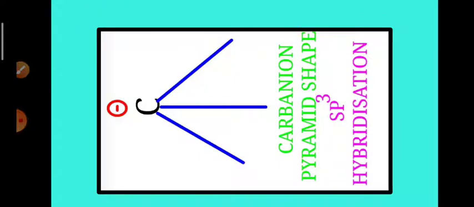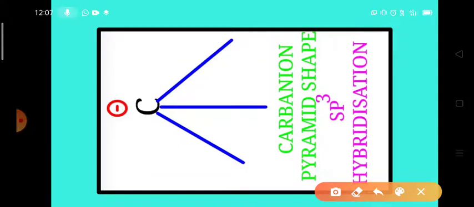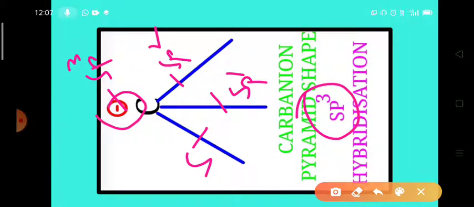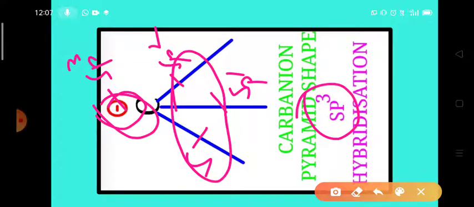Okay. In alkyl carbanions, the hybridization of the carbon which bears the negative charge is s, sp, sp2 or sp3. That means this carbon which bears the negative charge has sp3 hybridization and it also has 1 lone pair. So it has 3 bond pairs and 1 lone pair. So that's why it has the pyramid shape.